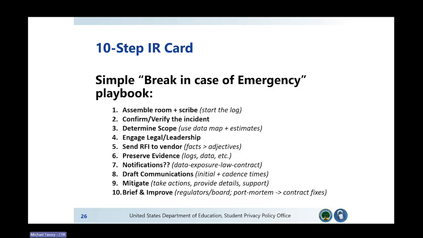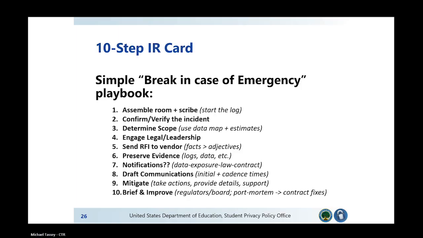Notifications, right? Make that decision about notification based on the best available facts. If it's unclear, stage a draft and list, and set a reevaluation time to come back to the decision. Document the why you make decisions, especially around notifications.